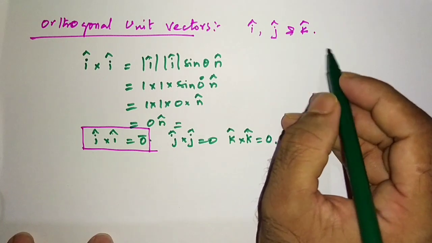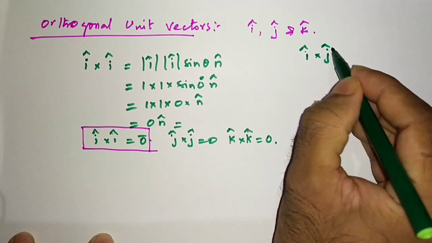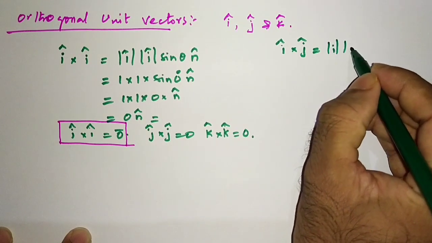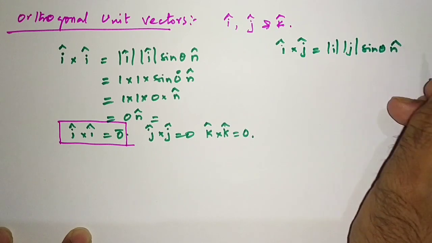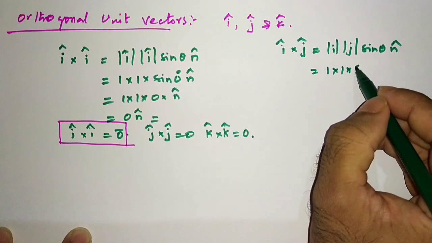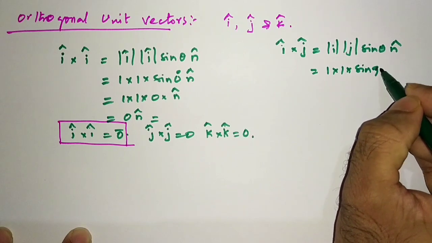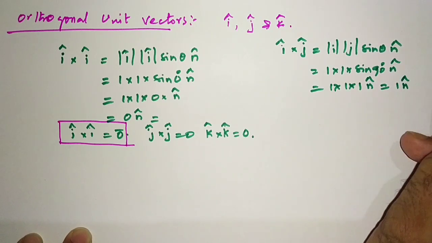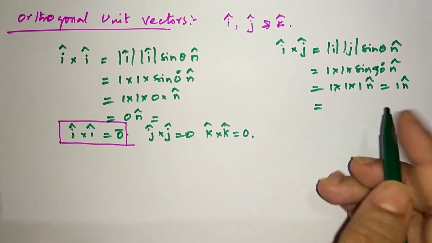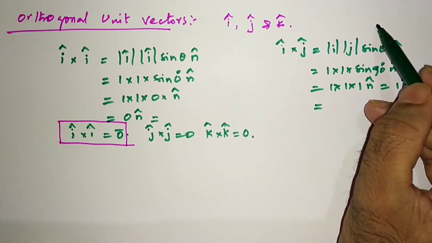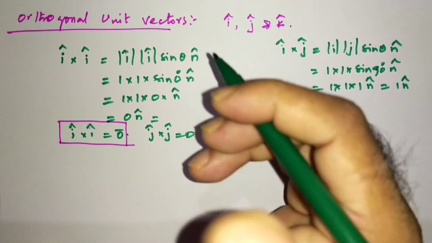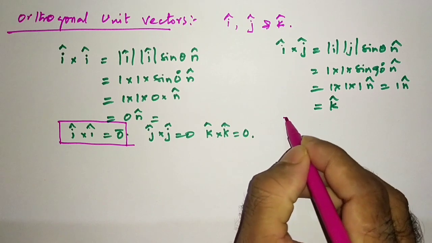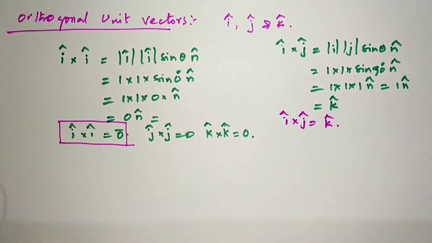Right. Now let us see what will be I cross J value. Now I cross J, what is the formula I can write? Mod I into mod J into sine theta into n cap. That is 1 into, what is the angle between I and J? X-axis, y-axis, 90 degrees. Into n cap. That is 1 into 1 into sin 90 into n cap. That is 1 into n cap. Perpendicular to I and J, means we will be moving from x-axis to y-axis. It is along z-axis. What is the unit vector along z-axis? K cap. Therefore, what is the result we got? I cross J is equal to K cap.